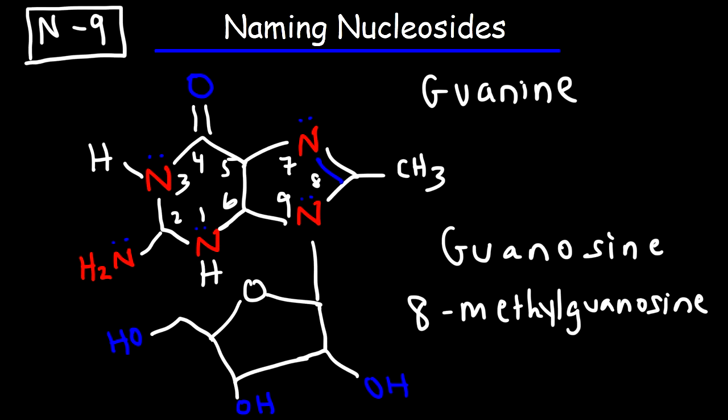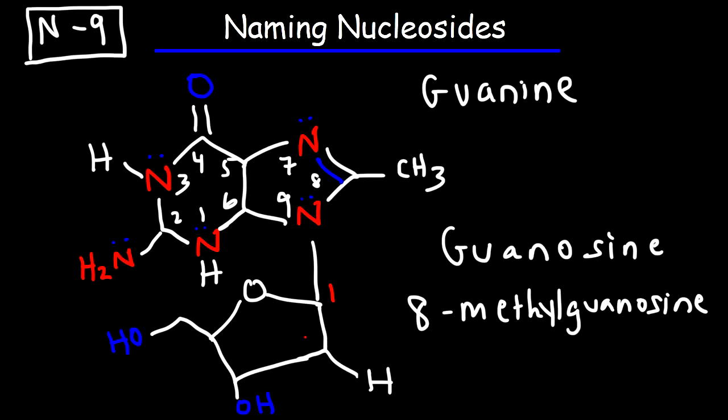Now, what if we remove a hydroxyl group? Let's say we replace this with a hydrogen, as in the case of DNA. What does it become now? So now we have a deoxyribose, and so this is going to become deoxyguanosine.